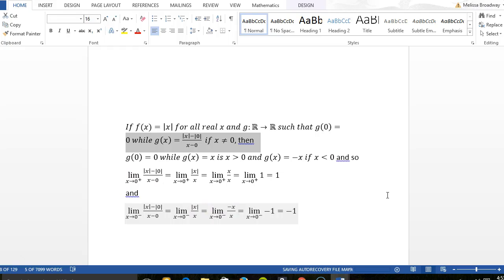G is discontinuous at 0, and notice that this is f of x minus f of 0 over x minus 0, and this is the one-sided limit, and this is the other one-sided limit. They don't agree, so f is not differentiable at 0, because the ordinary limit as x goes to 0 of f of x minus f of 0 over x minus 0, that overall limit does not exist. Now the absolute value f is continuous at 0, but it's not differentiable there.